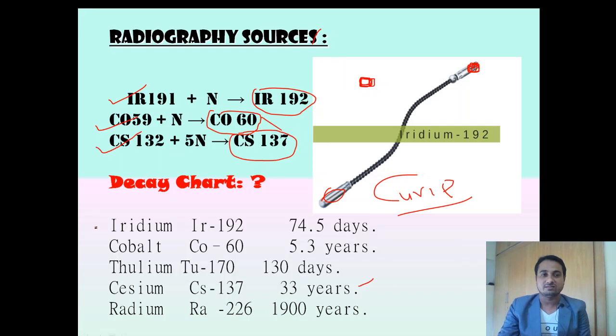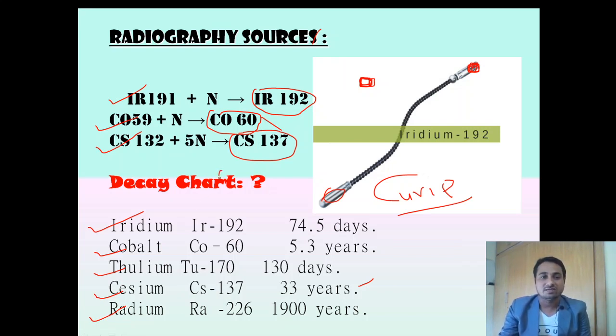All these radioactive substances have a half-life: iridium 192 has 74.5 days, cobalt has a higher one, 5.3 years, selenium has 130 days, cesium has 33 years, and radium has 900 years. But we are using iridium, cobalt, and selenium. So this is the concept of half-life.